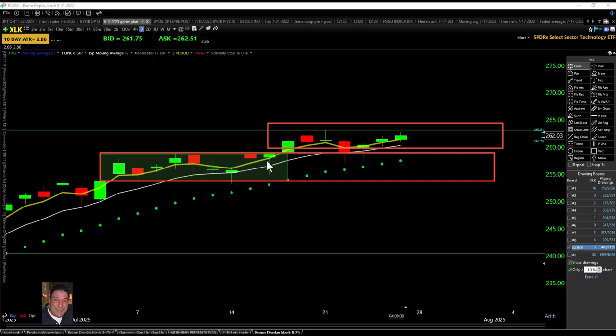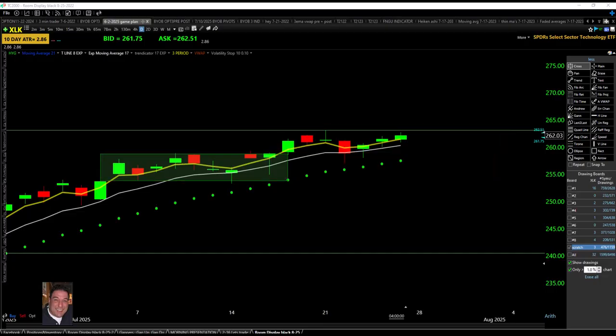That is a bullish behavior. That is a bullish environment. That is a bullish outlook. Anytime you see consolidation on top of prior consolidation. So that's the XLK. That's the technology sector. That's bullish and in an uptrend.